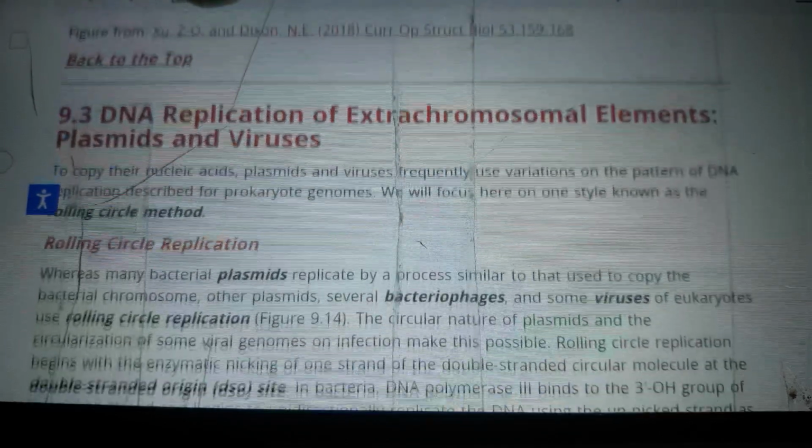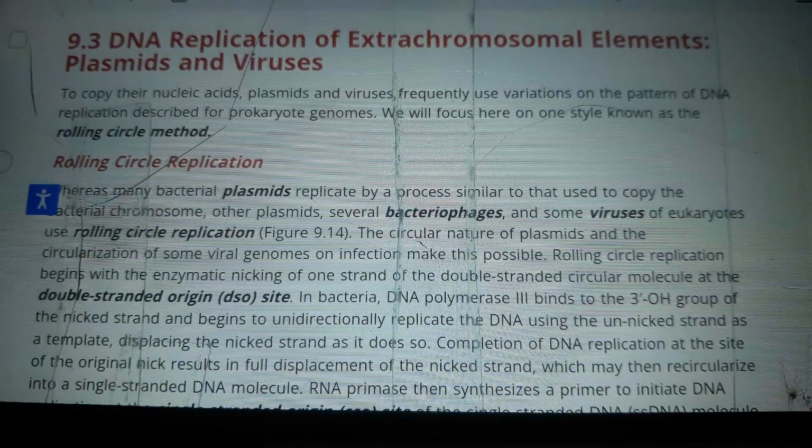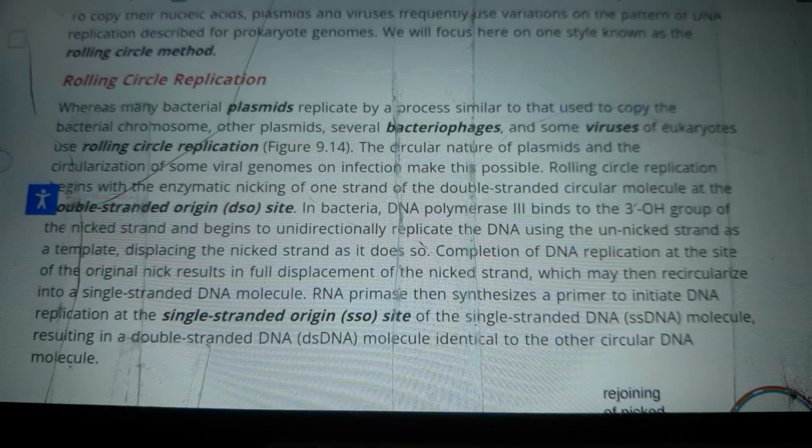Alright, we go to the next topic of 9.3, that's DNA replication of extrachromosomal elements, plasmids and viruses. To copy their nucleic acids, plasmids and viruses require frequently used variations on the pattern of DNA replication described for prokaryote genomes. So we got to focus on the style known as the rolling circle method.